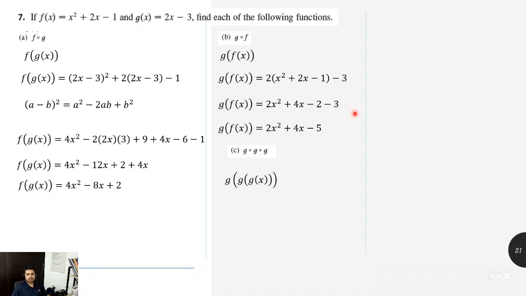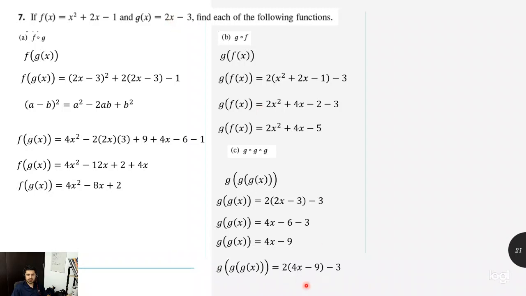The other one, g composed with g. So I suggest starting with this one. Instead of putting x here, you're going to plug in 2x minus 3. So you have 4x minus 6 minus 3. It turns out 4x minus 9. So this value is going to be inserted again into this. So we have 4x minus 9, and you have here 8x minus 18, and then minus 3. Then at the end of the day, you have 8x minus 21.